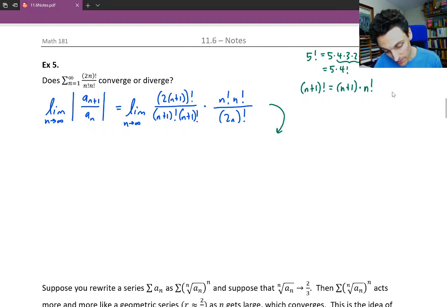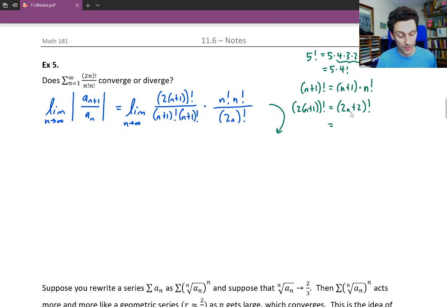All right, we can do the same thing, it turns out, with 2 times n plus 1 factorial. This is the same thing as 2n plus 2 factorial. Distribute that 2 into the n plus 1. And now if you think about what this factorial looks like, it's going to be the first factor times the second factor and so on. Now our goal is to eventually cancel this with the 2n factorial, so we want to stop when we get to a factor that looks like 2n.